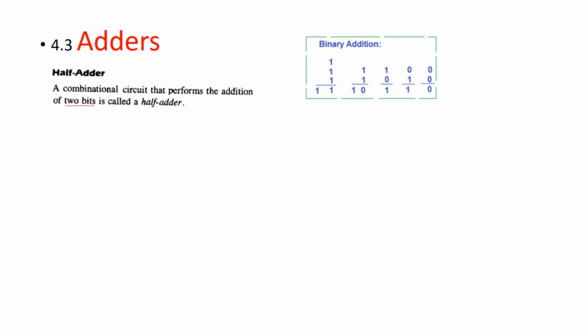And first we'll discuss half adders. A combinational circuit that performs the addition of 2 bits is called the half adder. So these 2 bits can be added by a half adder, but for the 3 bits we have to have a full adder.